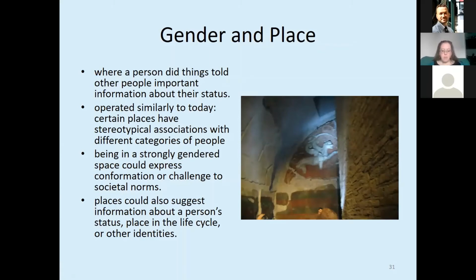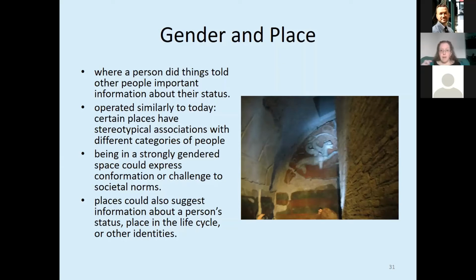So, gender and place. The spaces where a person carried out their activities or simply existed told people important information about their status. That means that space operated in a way that we can also see today, where certain places will have stereotypical associations with different categories of people. So in a stereotypical sense, we would probably associate places like spas and salons more with women. We might associate places like daycares more with women if we're being very stereotypical. We might associate places like hardware stores or garages or cigar bars stereotypically with men.